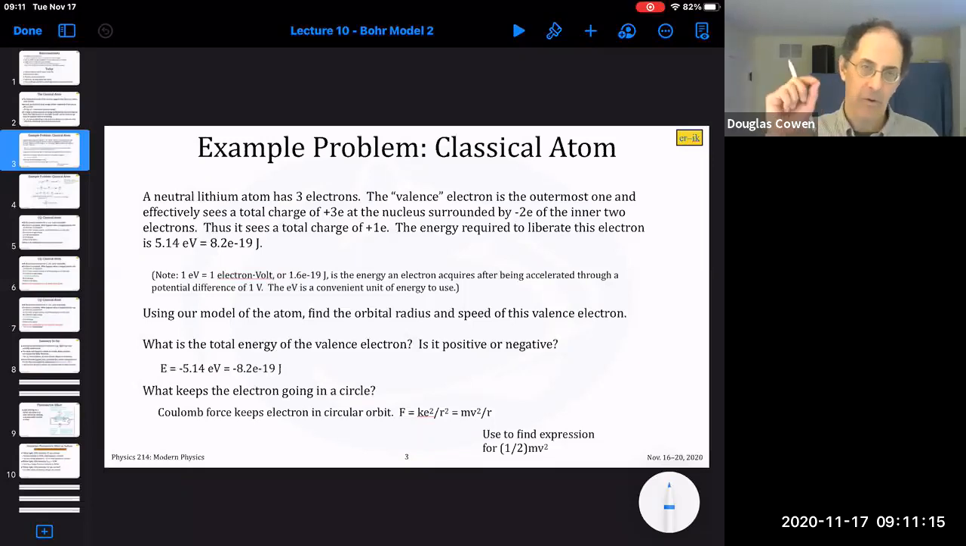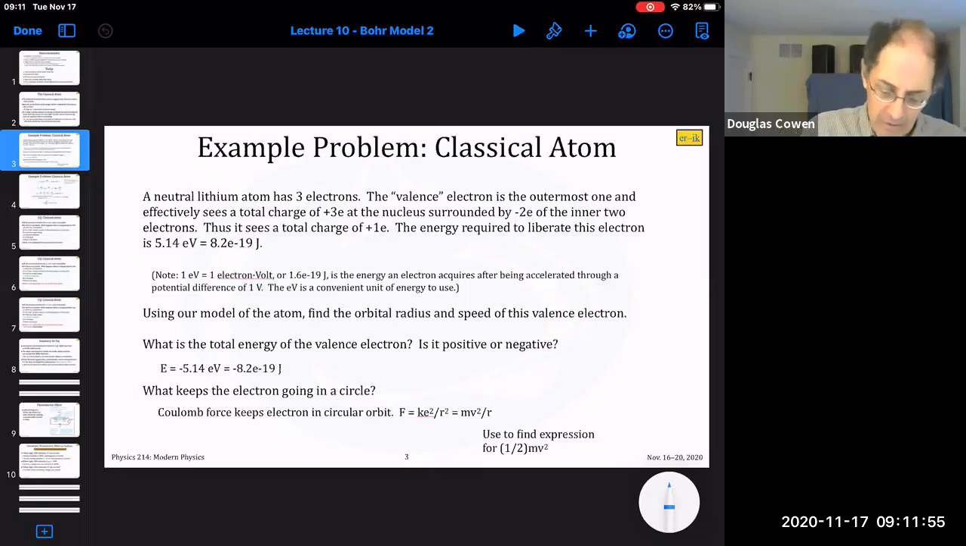So the outermost electron, the valence electron, sees the sum of the positive three charge on the lithium nucleus and the negative two charge of the two close-by electrons. So it sees effectively a net charge of plus one e, where e is 1.6 times 10 to the minus 19 coulombs. And measurements tell us that the energy required to liberate that electron is 5.14 electron volts, or eV, which is equal to 8.2 times 10 to the minus 19 joules.